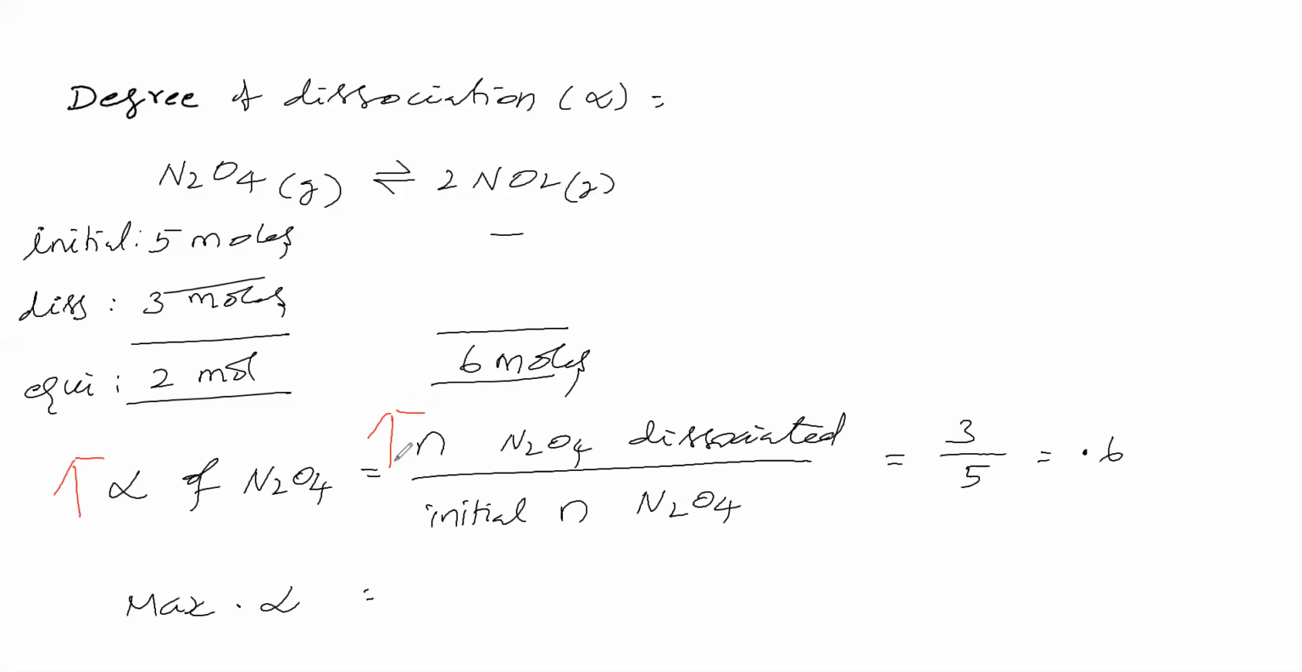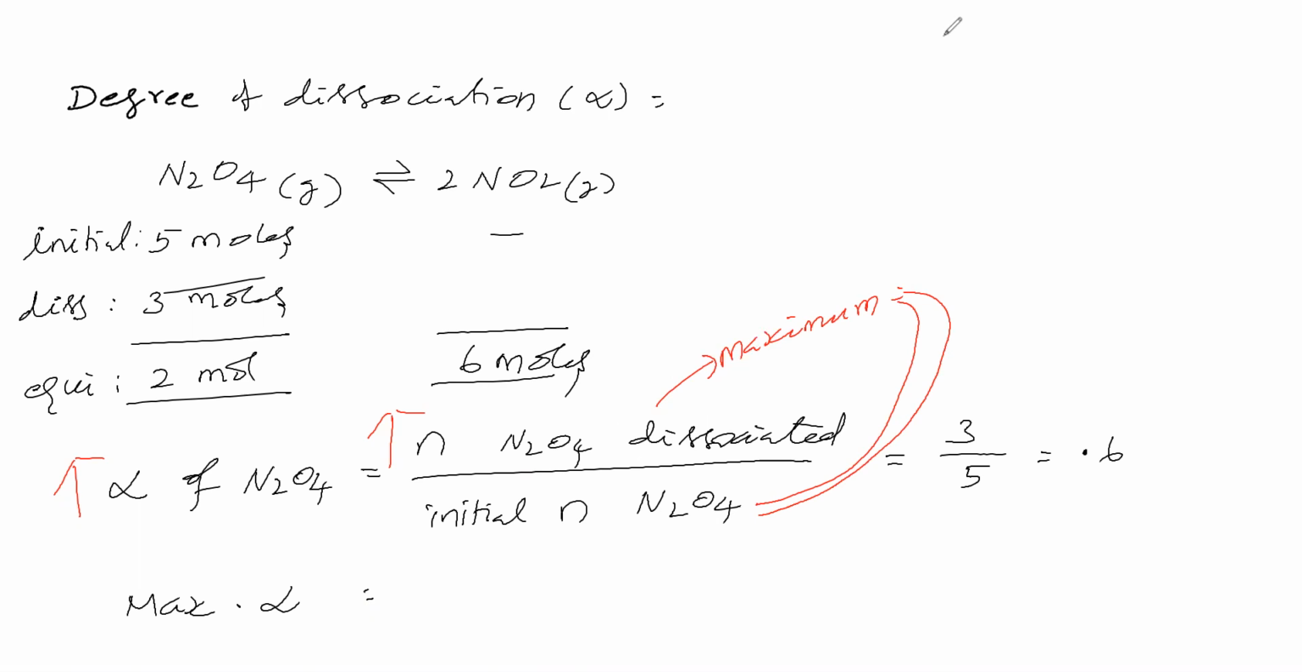So if the numerator, the number of moles of N2O4 dissociated, rises, then we can say the degree of dissociation rises. This numerator will attain a maximum value. How much? It is equal to the initial. So the maximum value of the numerator is equal to the initial, which means complete dissociation.